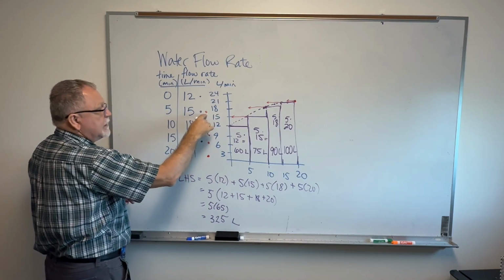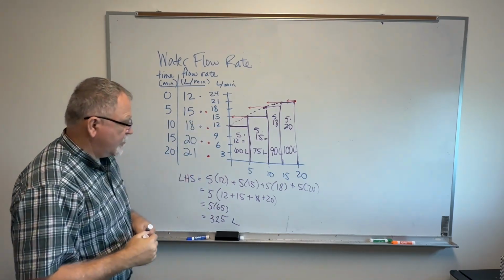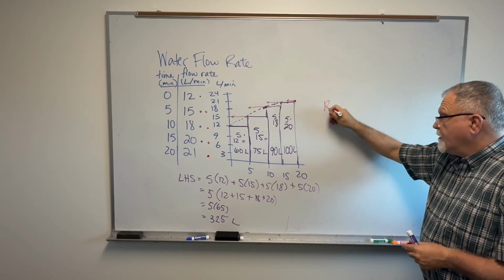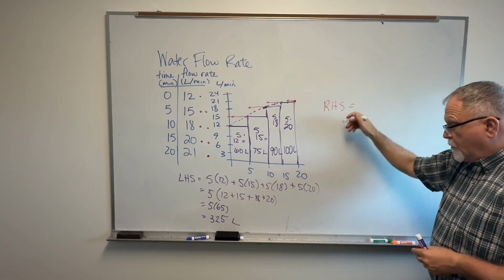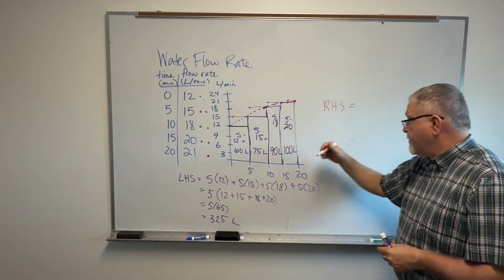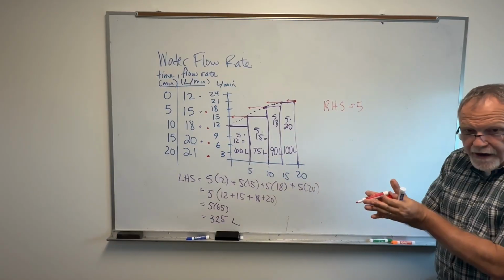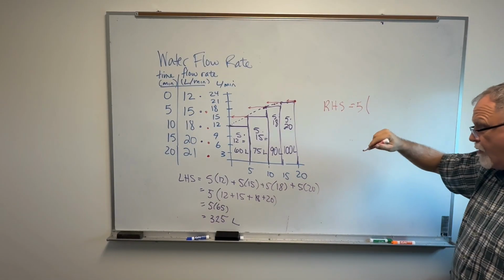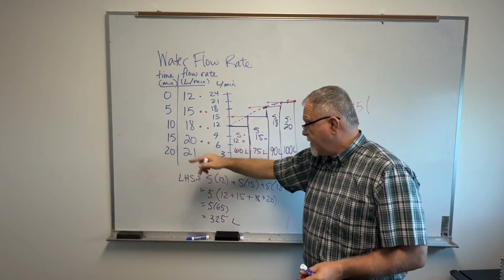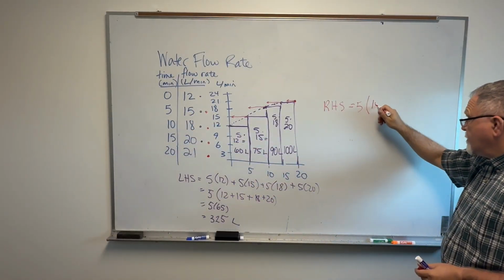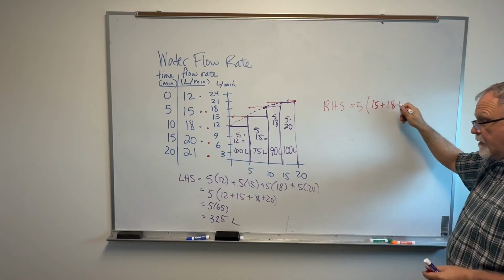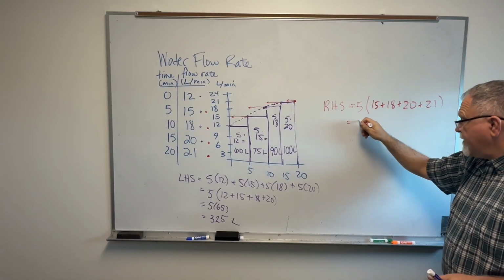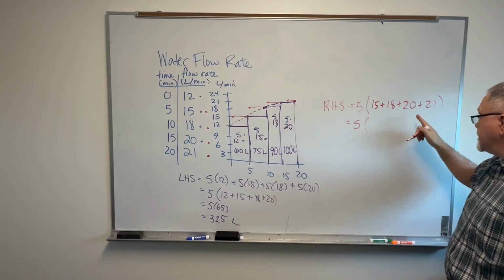You can see the height here. This one was 15. So I can create my right-hand sum now. I'll use this space up here to do that. The width of these rectangles is still going to be 5. Again, I can improve my accuracy if I narrow that width. But we'll go with this, and then we'll add up these heights. So it's going to go from 15 plus 18 plus 20 plus 21. It's 5 times that. So let's see what this adds up to.